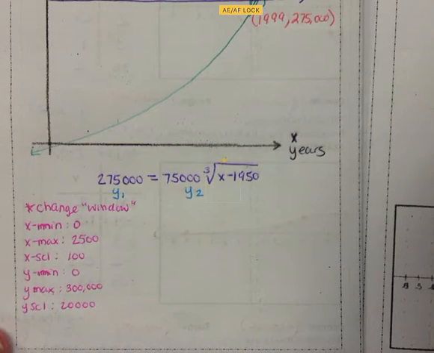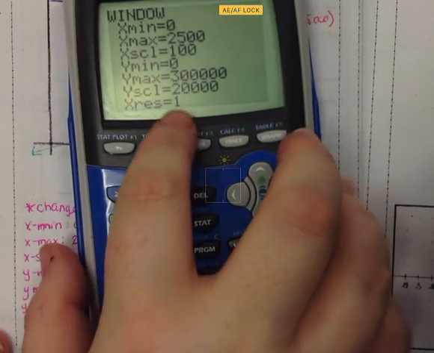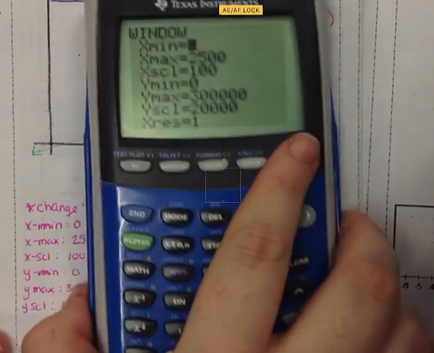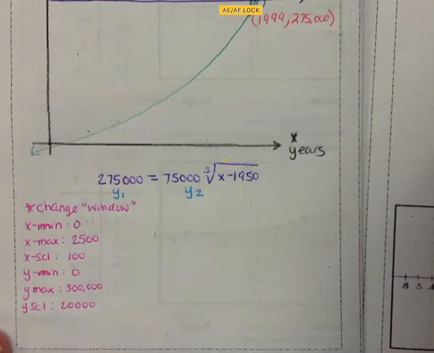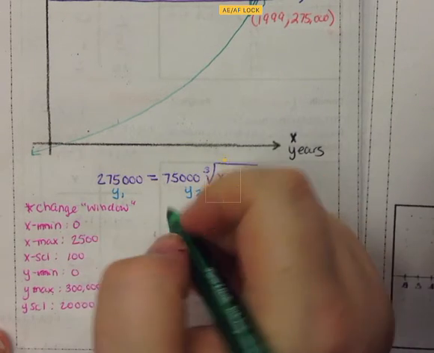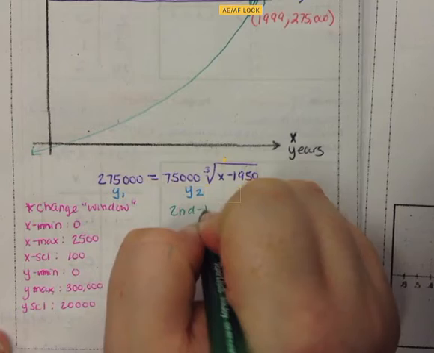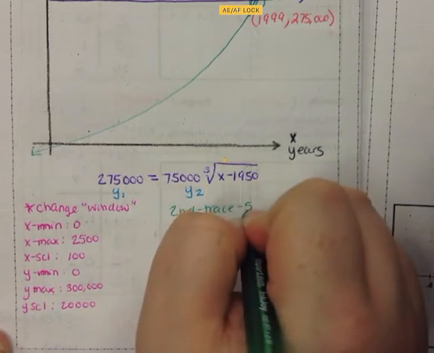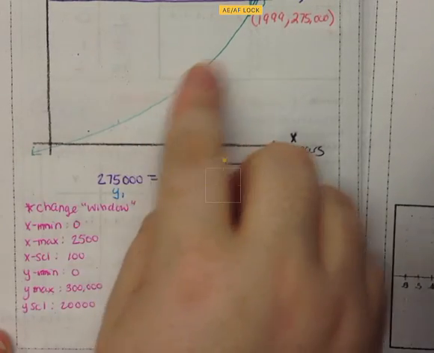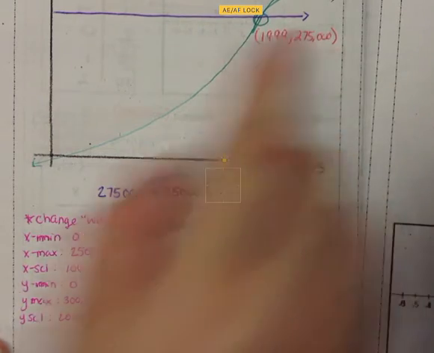We didn't do anything else from that. The last part of it, the X res, we didn't have to do anything with. And we found the solution using second trace 5. Once we had those, we did second trace 5, and we got our intersection at 1999 and 275,000.